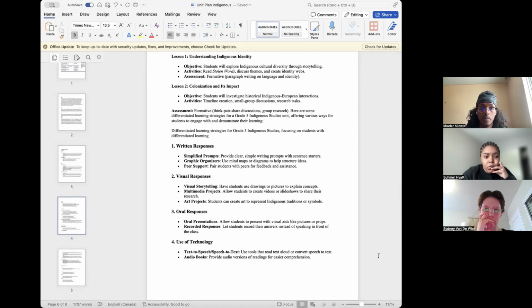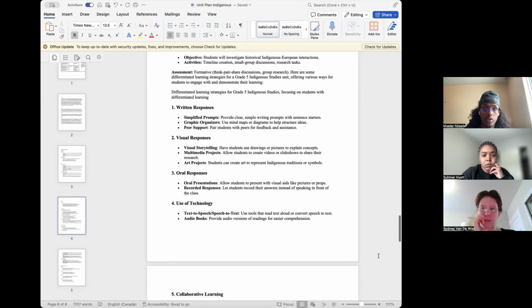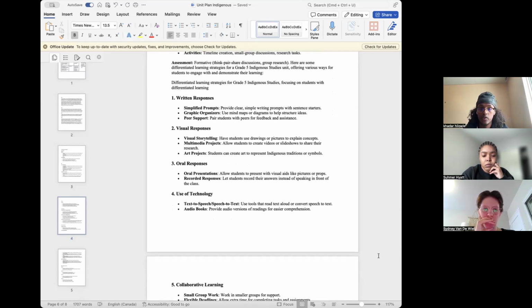These are some differentiated learning strategies for the grade 5 Indigenous unit, offering various ways for students to engage with and demonstrate their learning. These are some of the different approaches that we can implement in the classroom. For written responses: simplified prompts, providing clear and simple writing prompts with sentence starters, and graphic organizers, using mind maps or diagrams to help structure ideas.